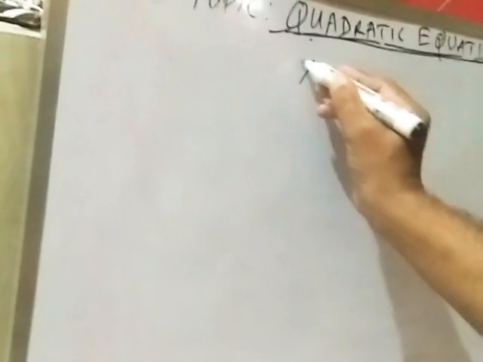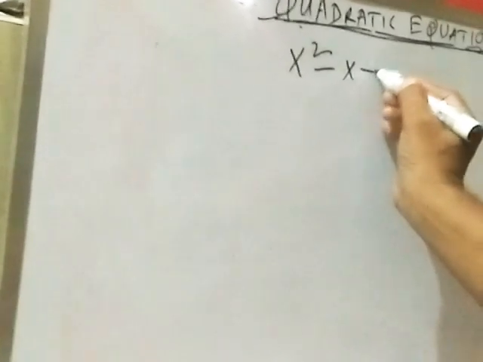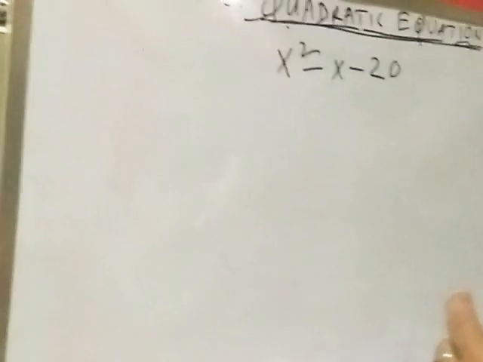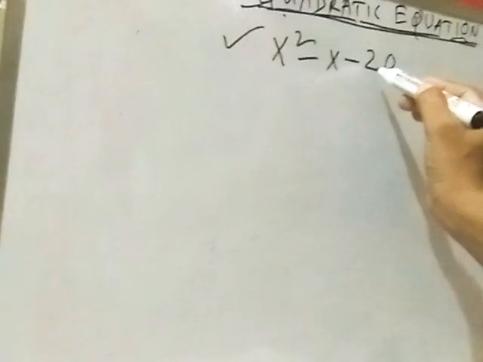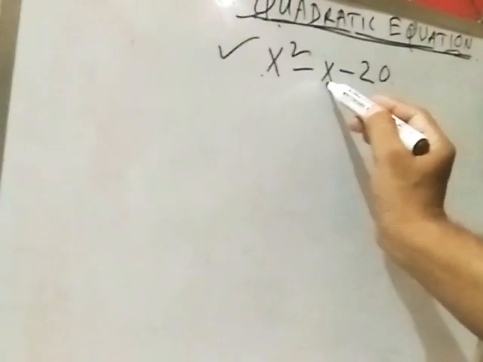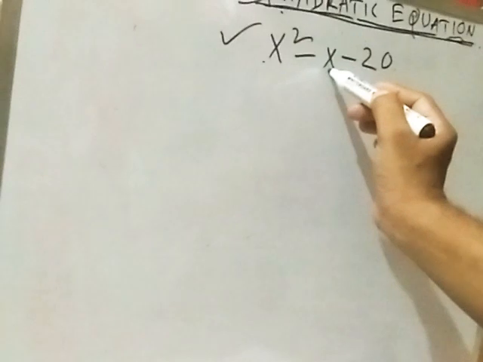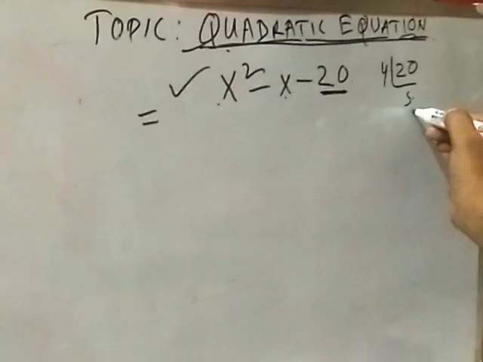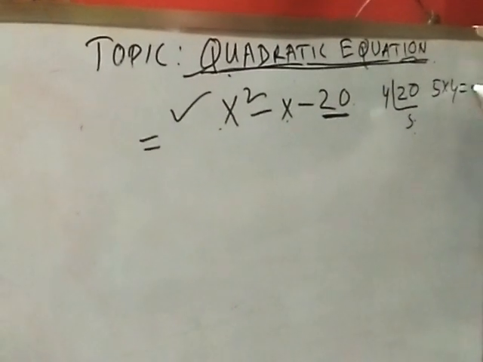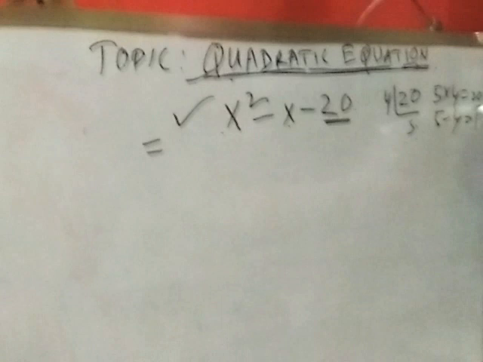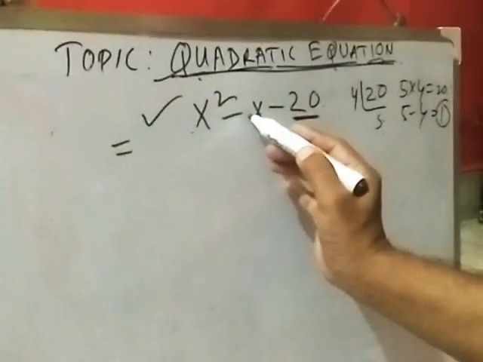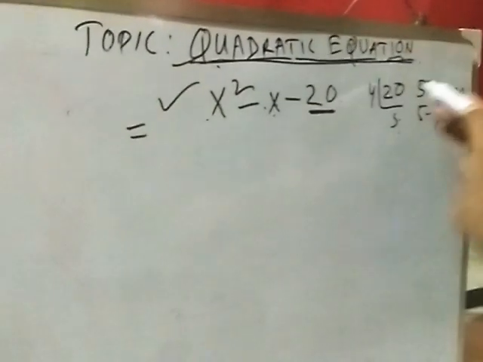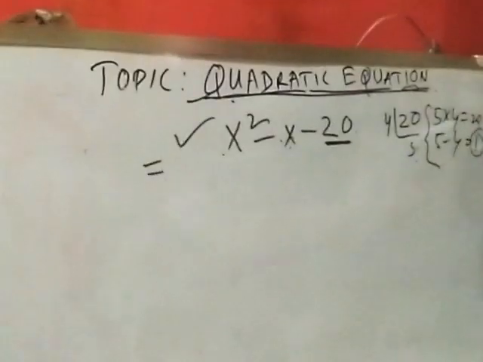Copy this one, x square minus x minus 20. We are having two methods to solve. As I told you, one is the factorization method, another is Sridhar Acharya. First, factorization method. You have 20, take the factors of 20. 5 and 4, so 5 into 4 is 20, and 5 minus 4 is 1. Here the coefficient of x is 1, right? So this is the condition you have to satisfy.